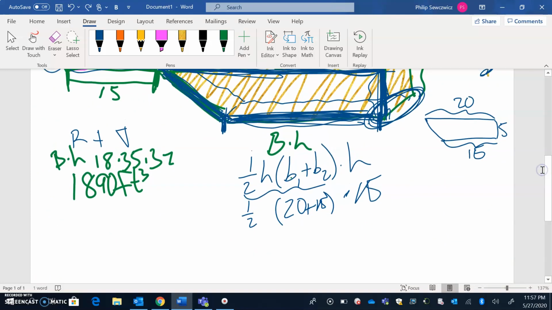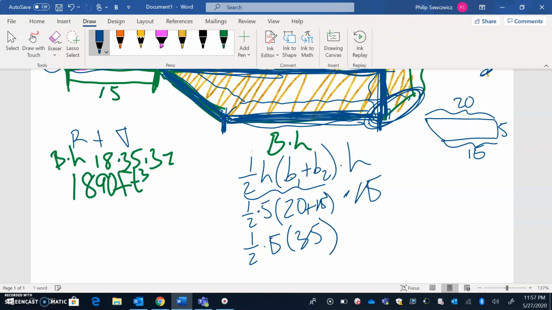All right, so we'll go back and we'll put my 5 in here. So 1/2 times 5 times 35. And then I've got to multiply it times the 15. So again, reach for my calculator. Well, 1/2 of 5 is 2.5, so I'll just type that in. Multiply times my 35, and then multiply times my 15.